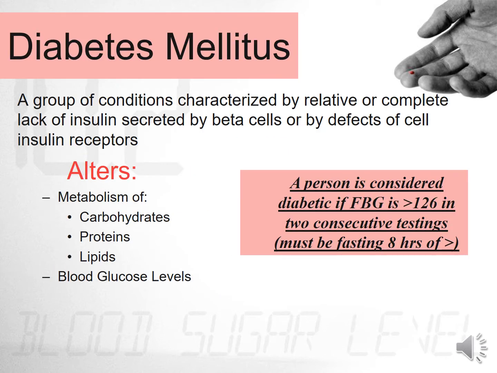Diabetes mellitus is a group of conditions characterized by a relative or complete lack of insulin secreted by beta cells or by defects of cell insulin receptors. This alters the metabolism of carbohydrates, proteins, and lipids. It also alters blood glucose levels. A person is considered diabetic if the fasting blood glucose is 126 in 2 consecutive testings that must be fasting 8 hours before.